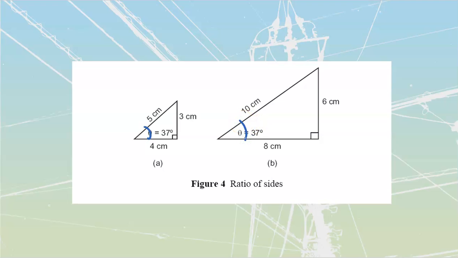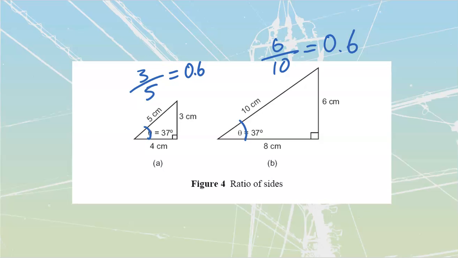For example, if I take my opposite over top of my hypotenuse for this one, my opposite, looking across here, would be 3 over top of my hypotenuse of 5, which works out, if you take 3 divided by 5, to 0.6. And if I do the same here, opposite, which is 6, over top of hypotenuse, which is 10, I would see that 6 out of 10 also gives me a ratio of 0.6.